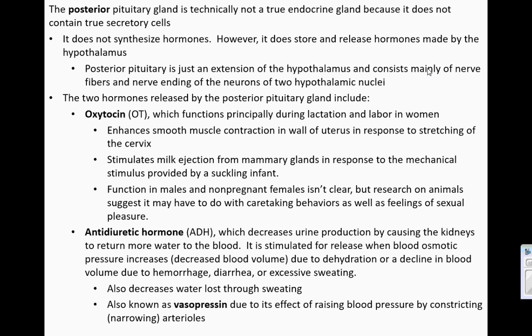The second hormone released by the posterior pituitary is antidiuretic hormone. An antidiuretic hormone does the opposite of what a diuretic does. Anybody know what a diuretic does? If you're a nurse, you might have heard of people being put on diuretics. What they are? What they make you do? They make you pee. They can pee a lot.